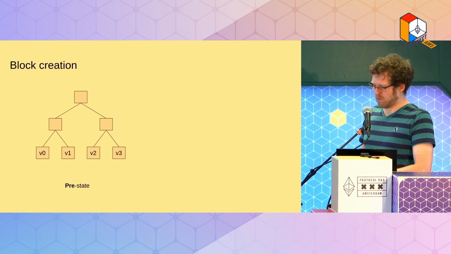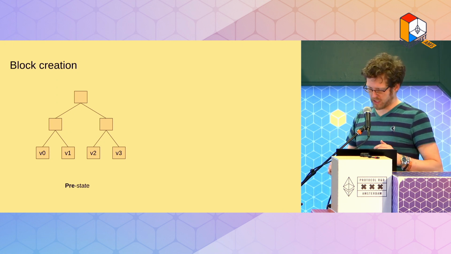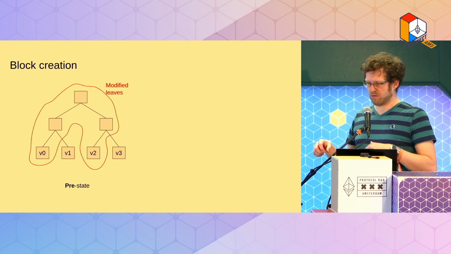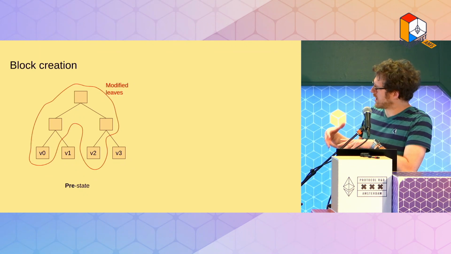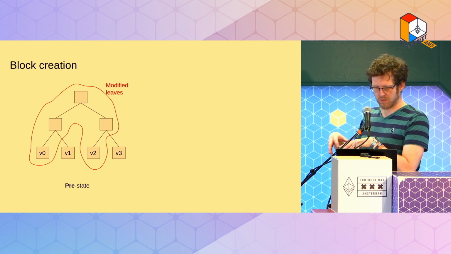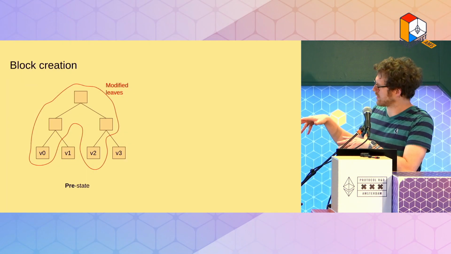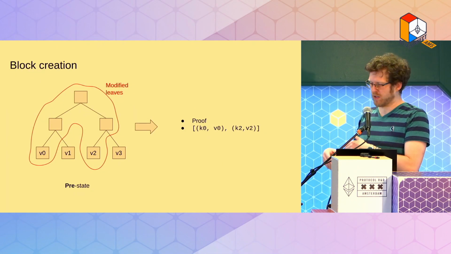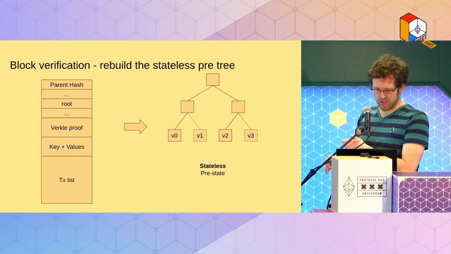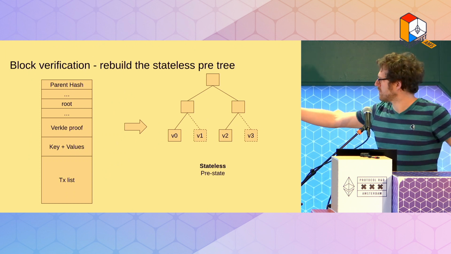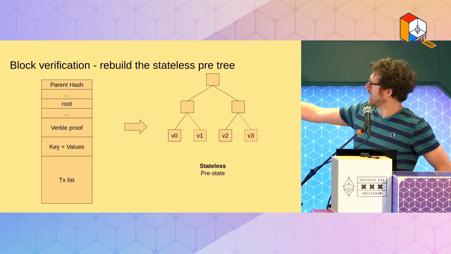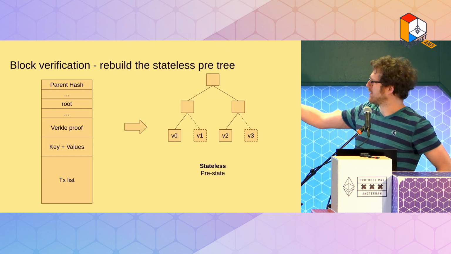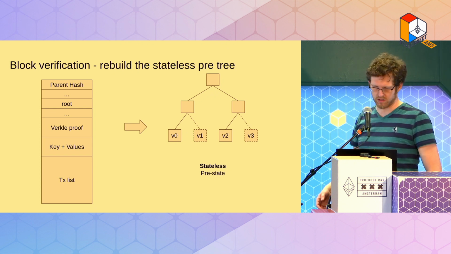Block creation. So what happens? When you produce a block, you start with the pre-state. You figure out, executing all the transactions, what are the leaves that are going to change and what are the paths to those leaves. And then you just generate a proof, like a vertical proof, and you also get the keys. And then you add them to the block. So at the bottom of the header, you add the keys and the values and the vertical proof. And then, of course, you have the transaction list.